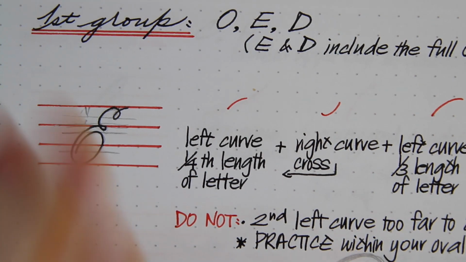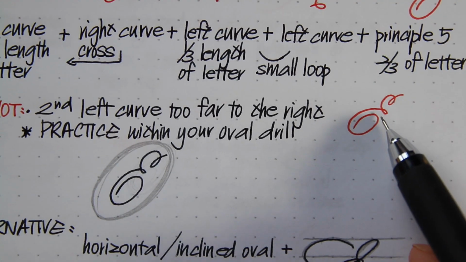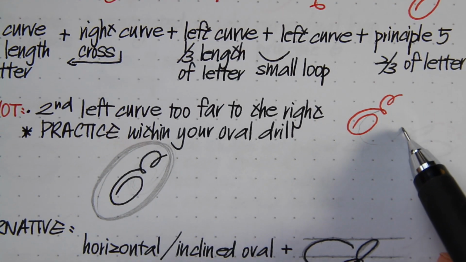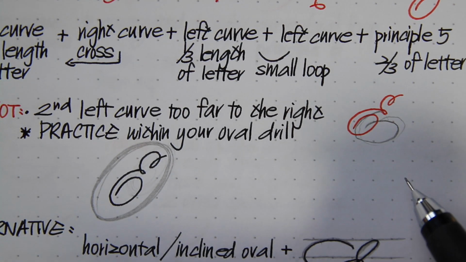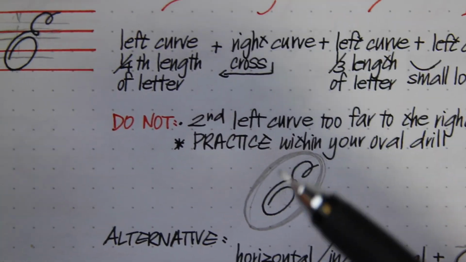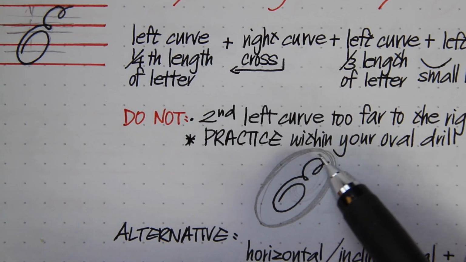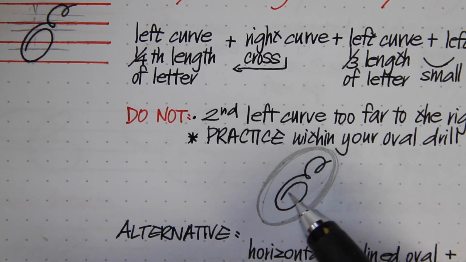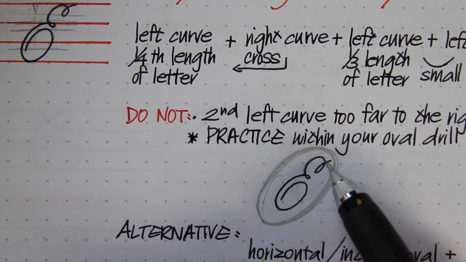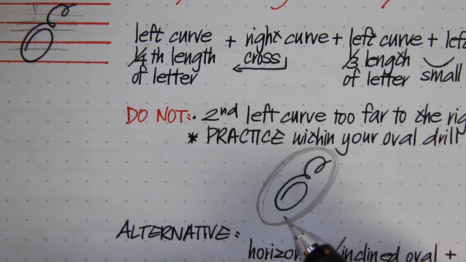It's very easy to execute something like this for the letter E, or the other way around where this comes too far to the right and it looks very imbalanced like this. A good way to practice the letter E is, when you warm up with your oval drills, to practice your letter E within your oval drill so that you can see that this O is parallel to your ovals. This is parallel with your ovals as well. You will never get an imbalanced letter E by practicing like this.